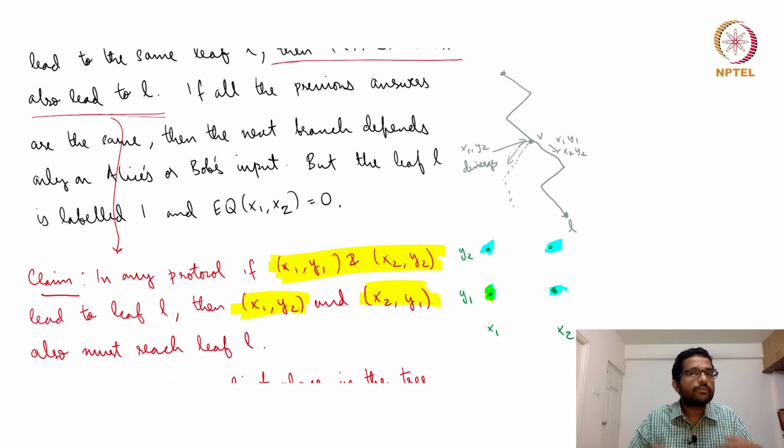Now suppose Bob is the one speaking here. I can make the same argument with x1 y2 and x2 y2. Bob only knows that his input is y2 and that they are together at V. Whether Alice's input is x1 or x2 cannot be distinguished by Bob. So he cannot distinguish x2 y2 from x1 y2.